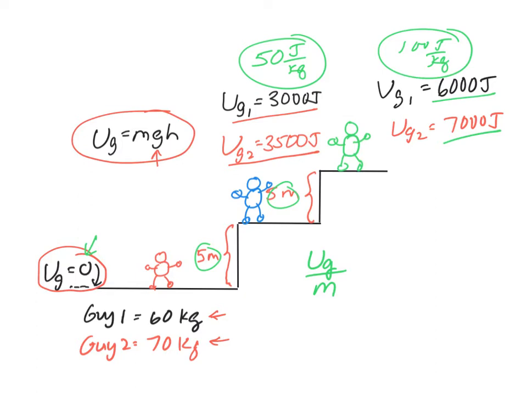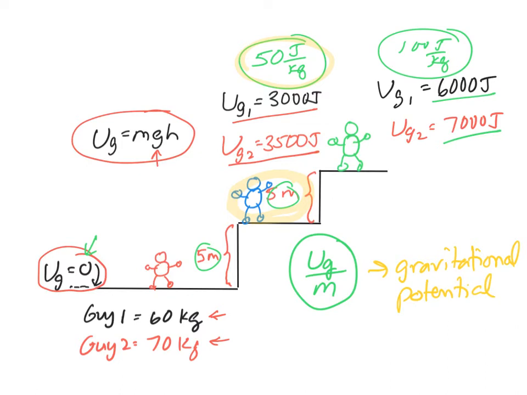The gravitational potential energy per unit of mass is just dependent upon a location in space and the gravitational field strength. So any object at this level right here would have 50 joules per kilogram, and I'm going to give that a name: gravitational potential. Notice how it doesn't have the word energy on the end. Energy is in joules. This is in joules per kilogram, so it's per unit of mass. And any object of any mass would have 100 joules per kilogram at this level right here. So that's called gravitational potential.